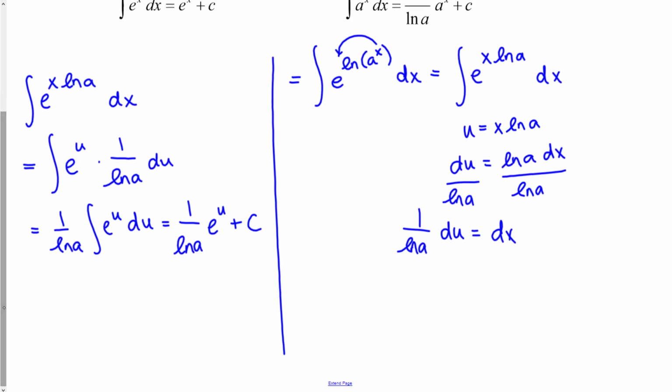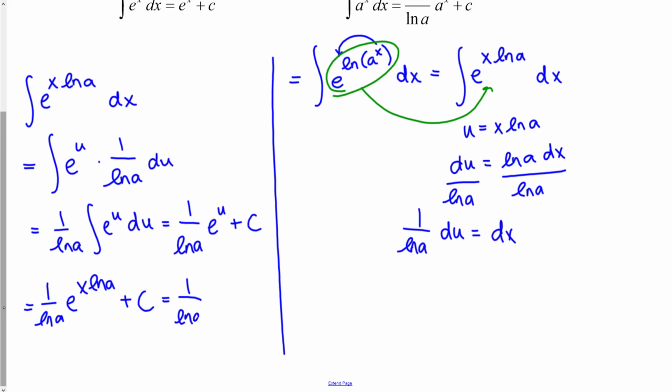And that was 1 over the natural log of a e to the x natural log a plus c, which looks still kind of complex, but if we work backward, we said over here basically that e to the natural log of a to the x was the same thing as e to the x natural log a, which was the same thing as a to the x. So we can work backwards as well and say this is 1 over the natural log of a times a to the x plus c. And that proves the rule.